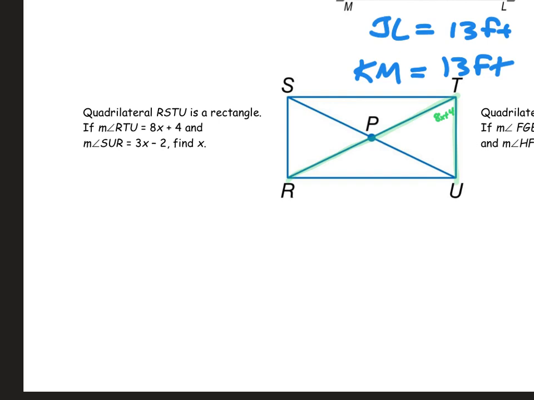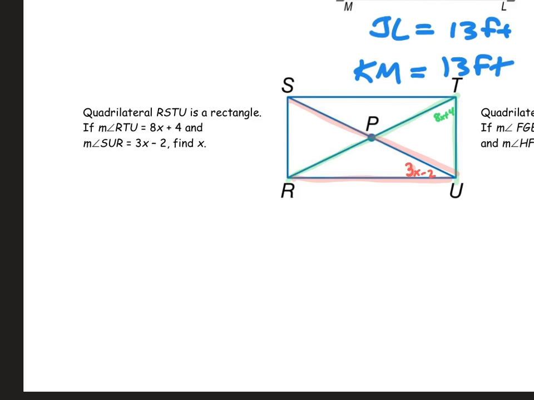And then it says the measure of angle SUR is 3x minus 2. So I'm going to highlight this angle, S to U to R. And they're telling me that that angle right there is 3x minus 2. So 3x minus 2. All right, so we're kind of in a little predicament.